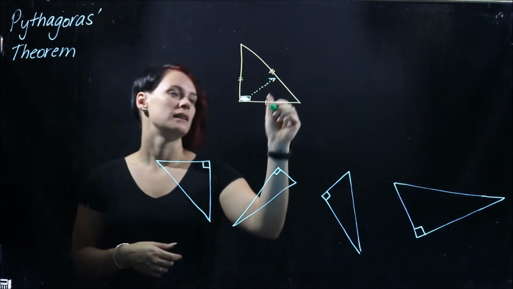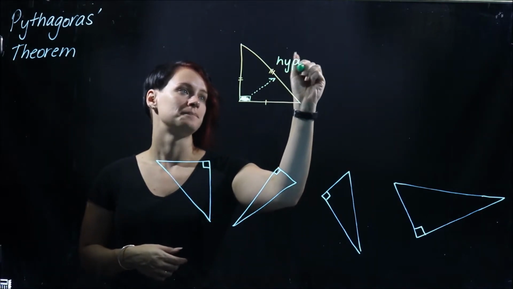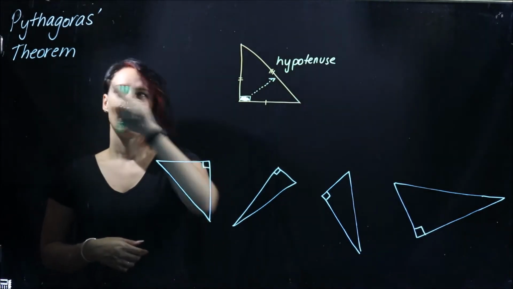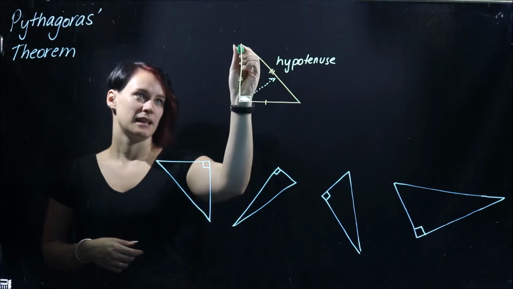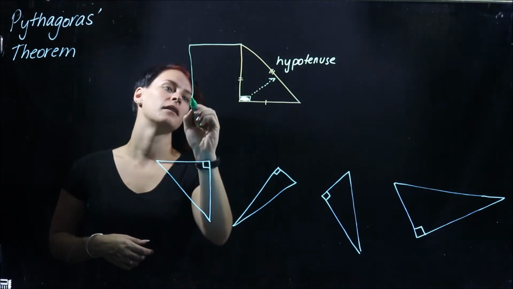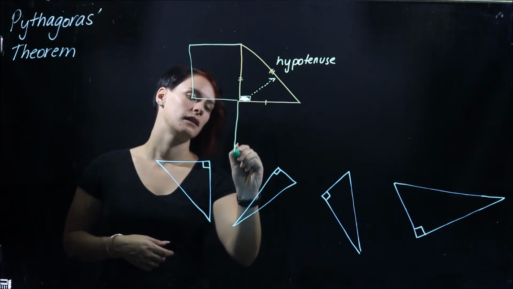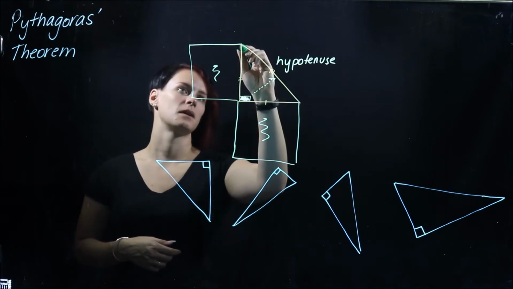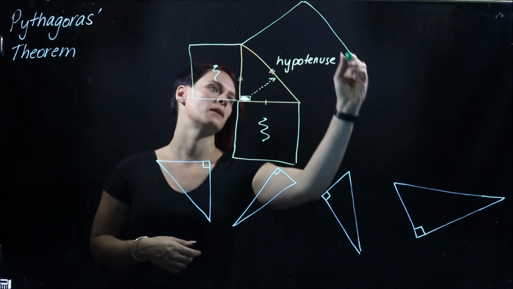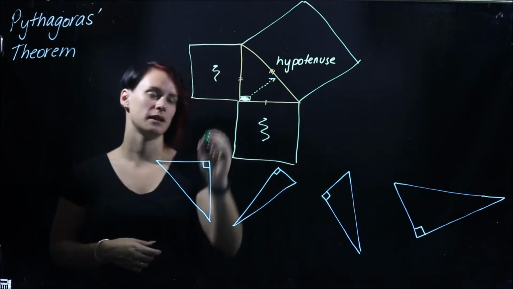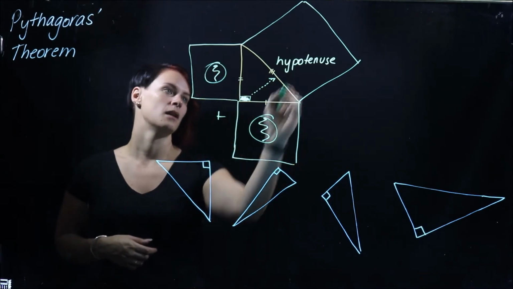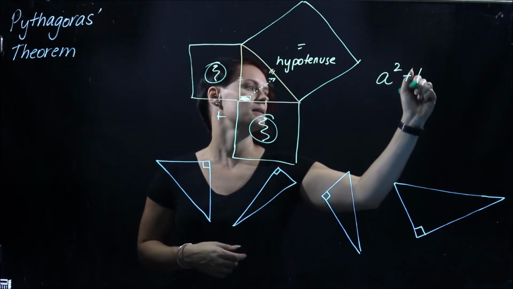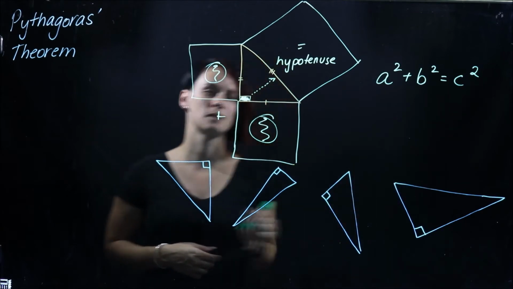Now that side is known as the hypotenuse. Right, it is always the one across from the right angle, and Pythagoras' theorem states that if we square this side and we square this side, then the area of this one plus this one will equal the area of this one squared, the hypotenuse squared, right? So we'd be saying this one plus this one will equal the hypotenuse squared. And the way we write that is a squared plus b squared equals c squared, right?